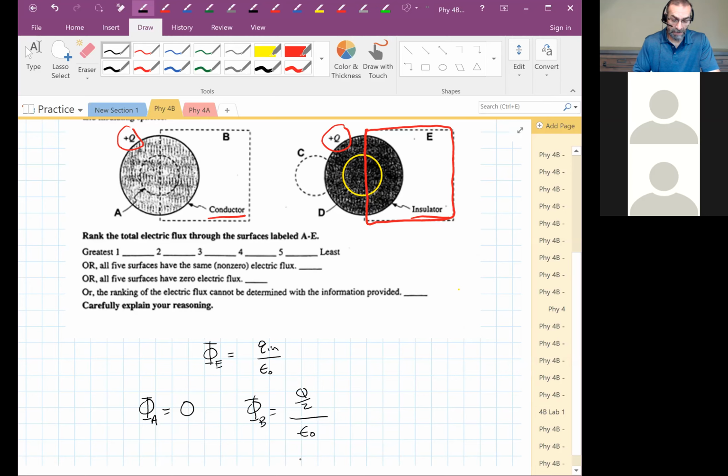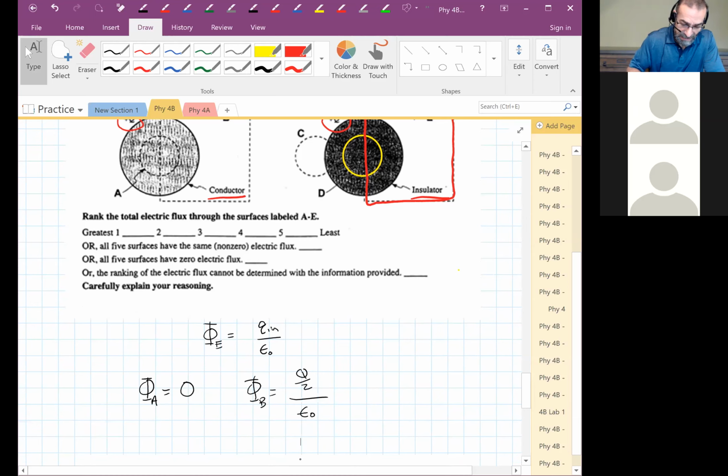The other ones become a little tricky, right? E also contains exactly half the charge, even though we uniformly spread the charge throughout the volume of that sphere. Now, an insulator, the charge has to stay where we put it. So if we put charge all throughout the volume, it has to stay there. It can't move around in an insulator. So if that sphere is uniformly charged throughout its volume and we cut it in half, each half is going to have half the charge. So E is going to be exactly the same as B.